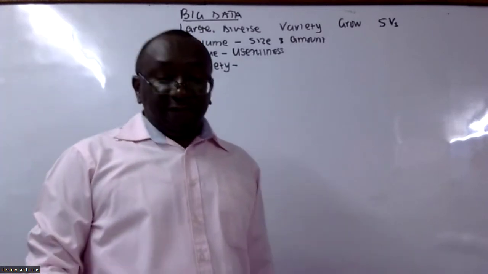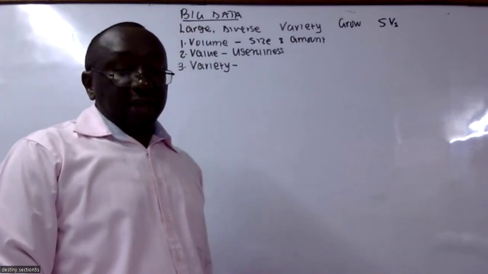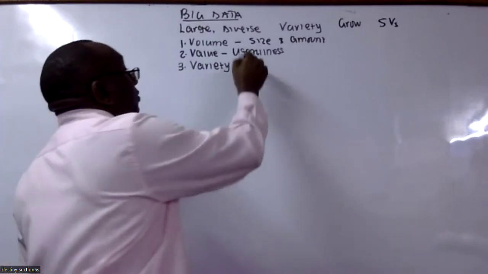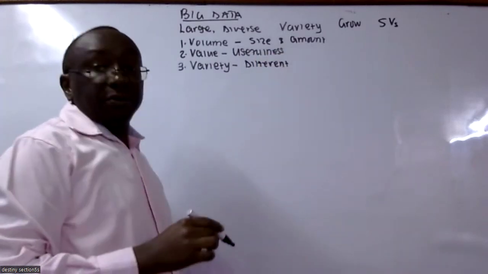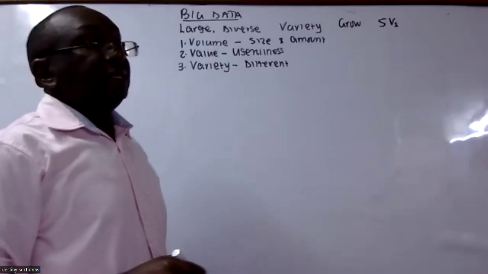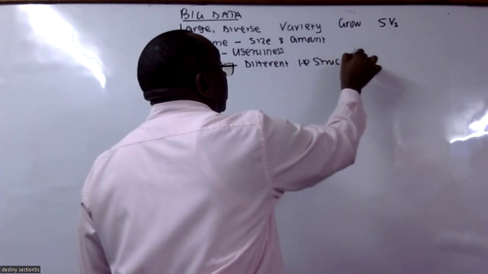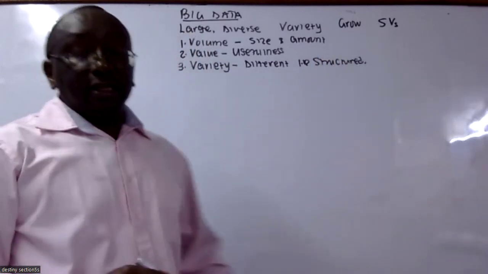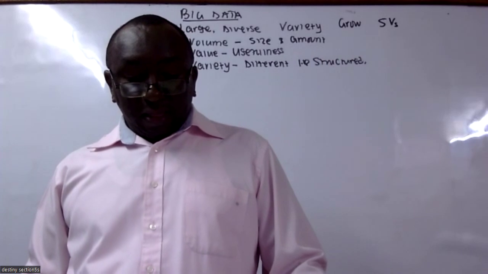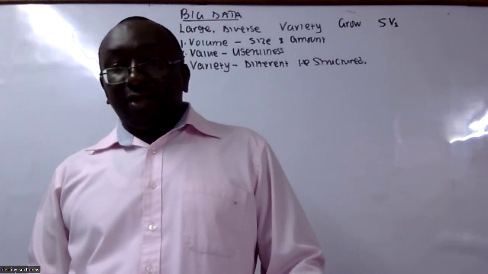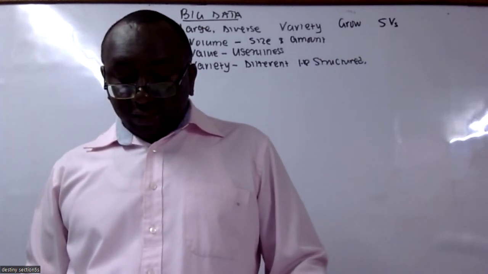Number 3 is called variety. Variety, hyphen, and we talk of different data types. Different data types, that is structured, semi-structured, and unstructured.